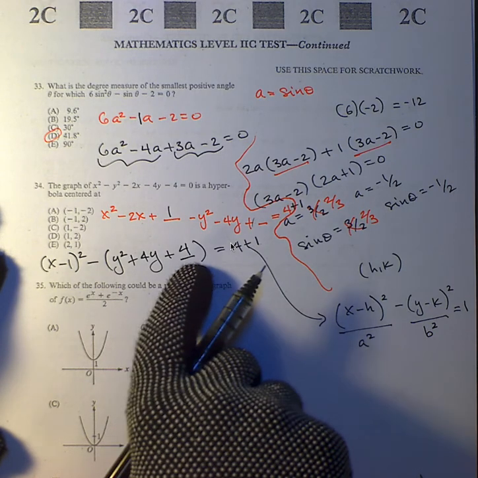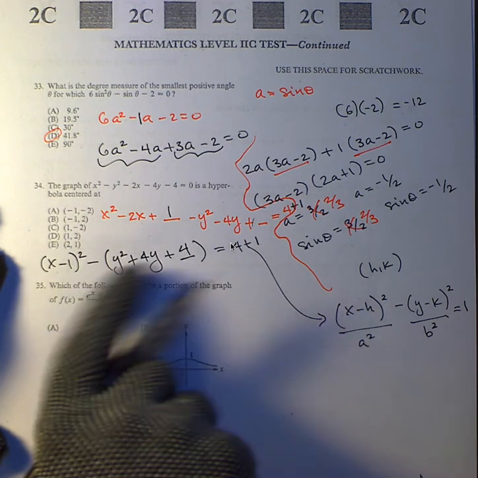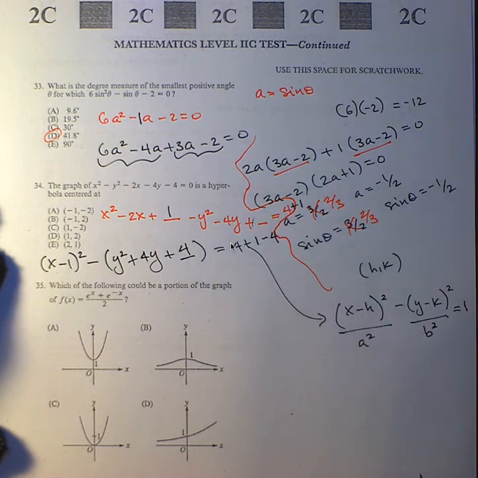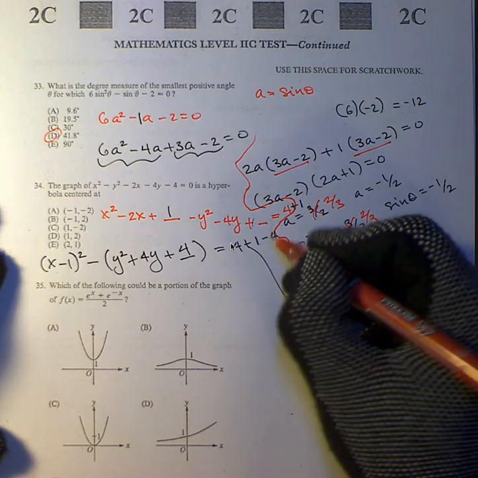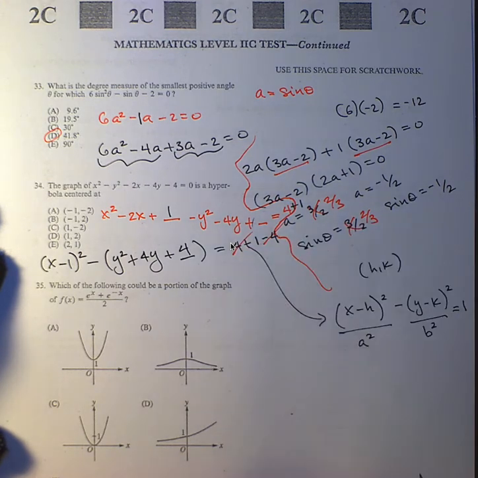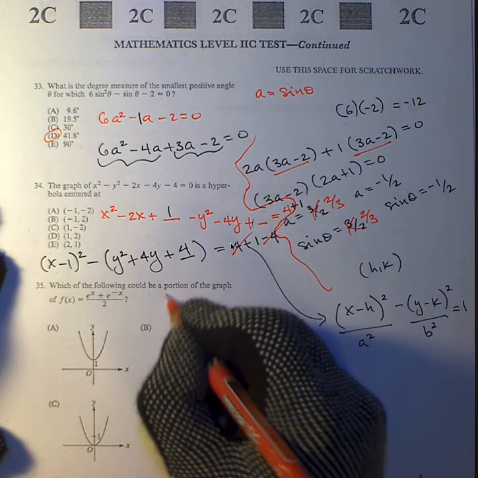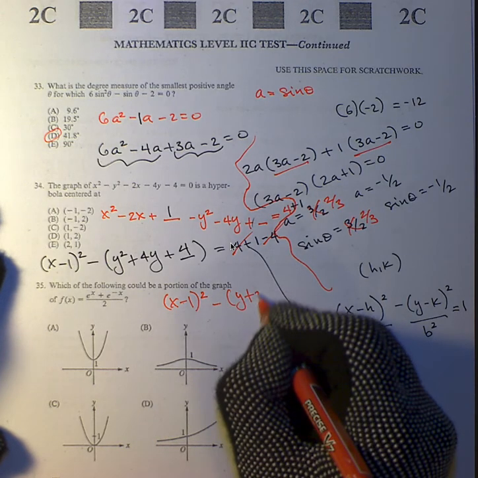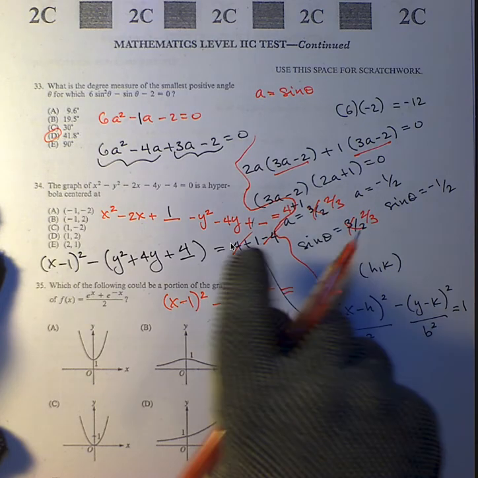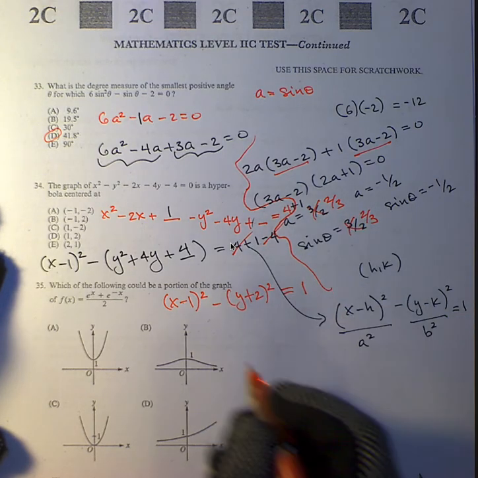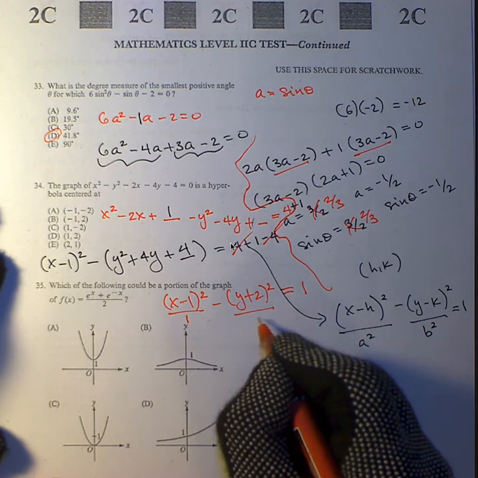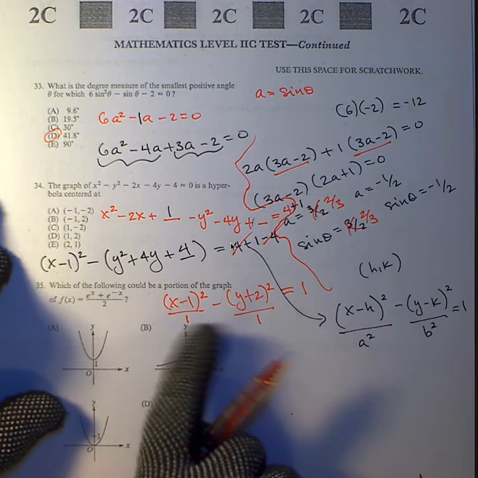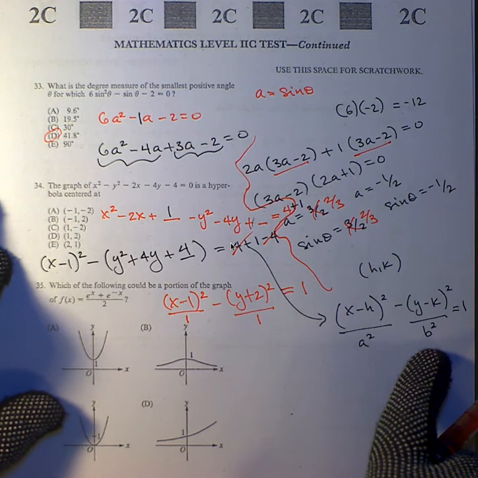But wait, I didn't add a 4 because of that minus sign. I technically subtracted a 4, and that's what I need to do on the right side of the equal sign. I subtract a 4. So this 4 here and this 4 there take care of each other. And now I've got x minus 1 squared minus y plus 2 squared is equal to 1, since the 4's are gone. And I guess I could write over 1, so I have my a squared being 1 and my b squared being 1, but otherwise this is exactly in the form that we're after.